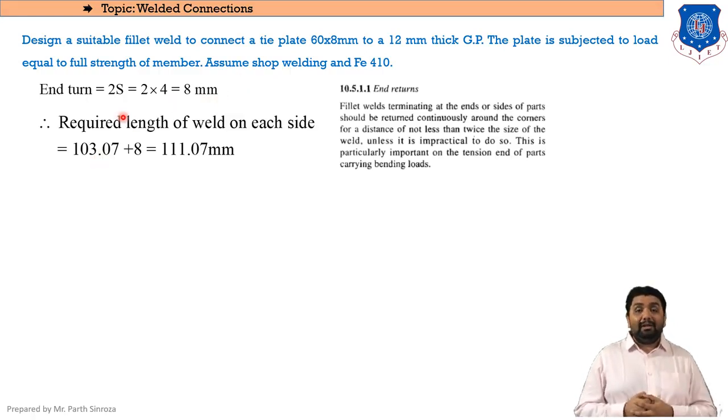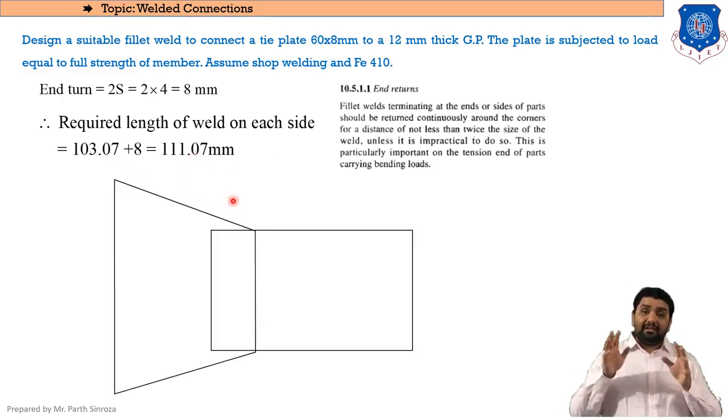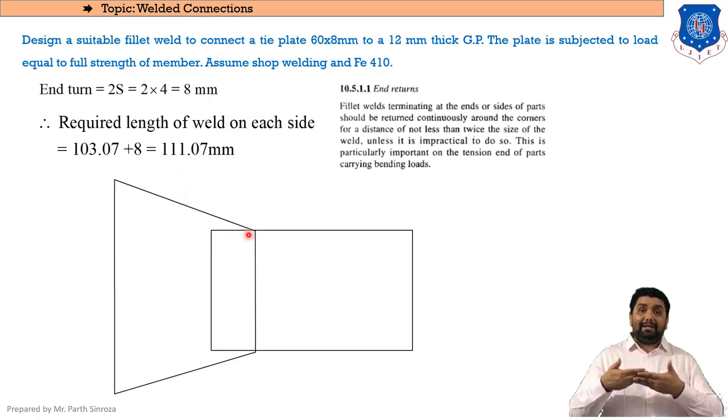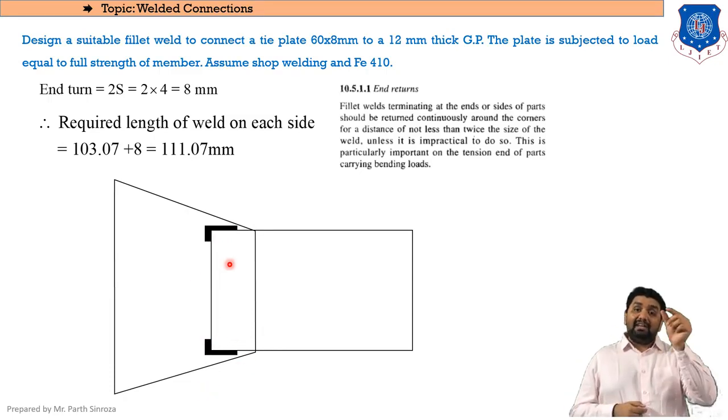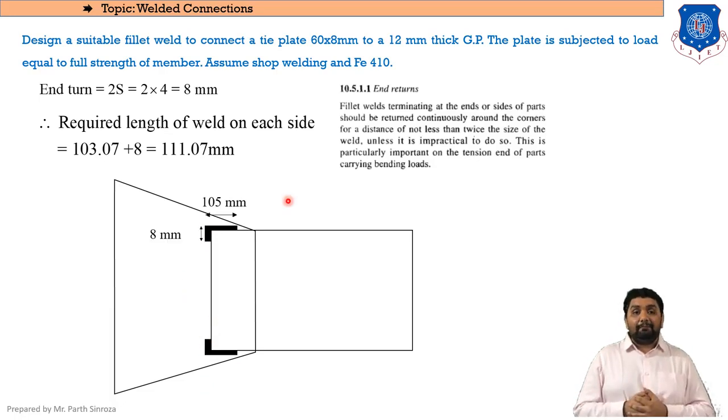So the final value will be the portion on side, that was 103.07, plus the end return. Clear? So the final figure of this will be something like this. This was our overlapping joint, the main plate and our gusset plate, and as we have provided welds only on sides, the top portion and bottom portion are the welds provided on sides, and we have provided end return on the edges. Clear? So the dimensions here can be seen as the side weld will be 105 on each side and the end return will be 8 mm.